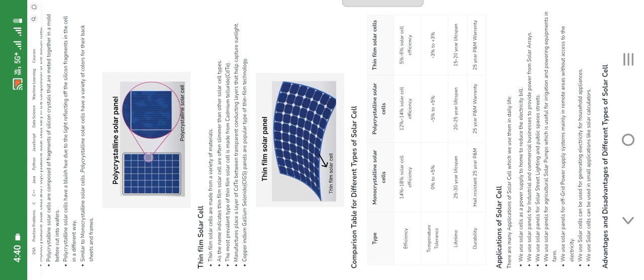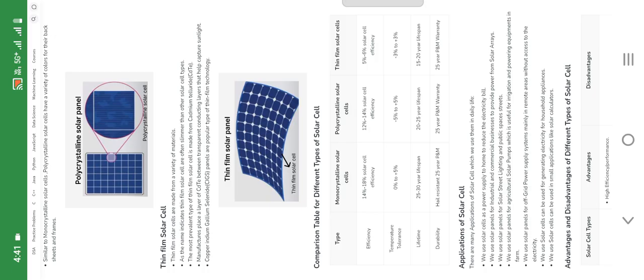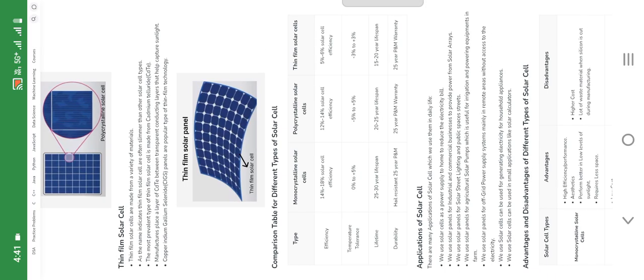Thin film solar cell, and these are made from a variety of materials. As the name indicates, it is slimmer than other solar cell types. The most prevalent type is made up of cadmium telluride. Manufacturers place a layer of cadmium telluride between transparent conducting layers that help capture sunlight. Copper indium gallium selenide panels are the popular type of thin film technology.